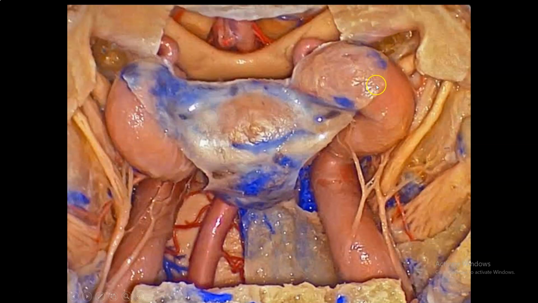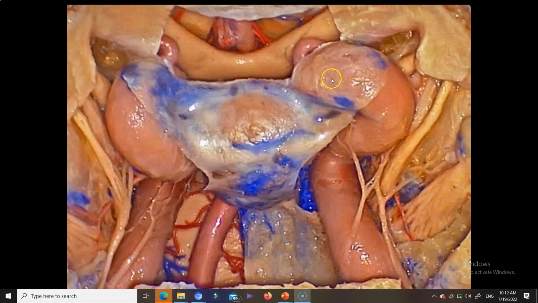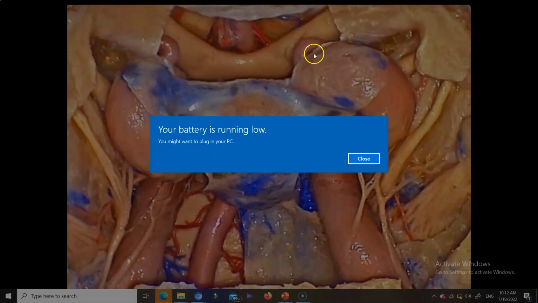Here we have, this is the optic nerve, this is the carotid, this is the opticocarotid recess. Medial to it, there is a ring here, which is the proximal ring. And there is a ring there, distal ring.